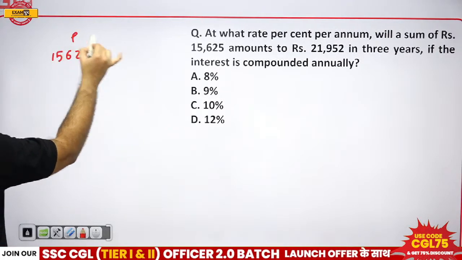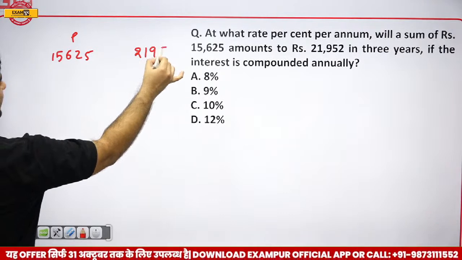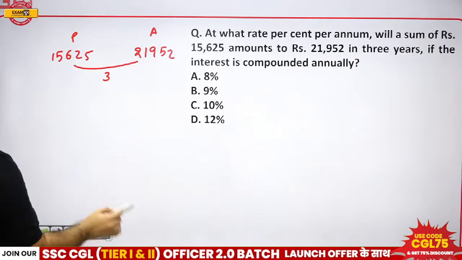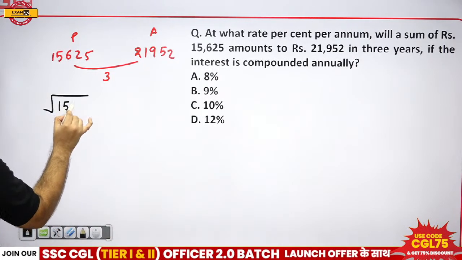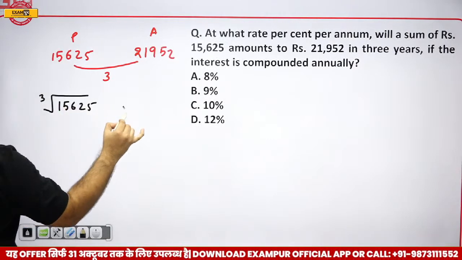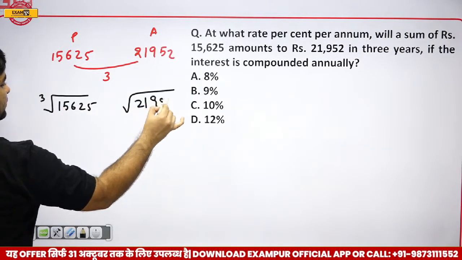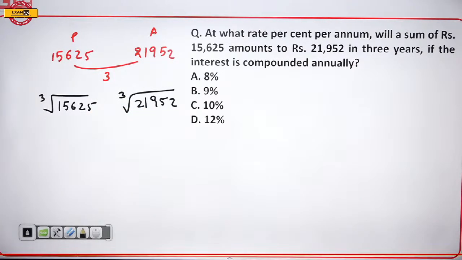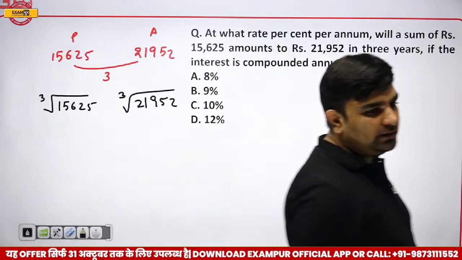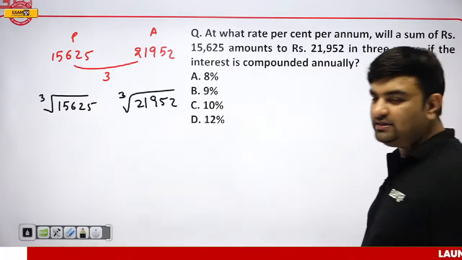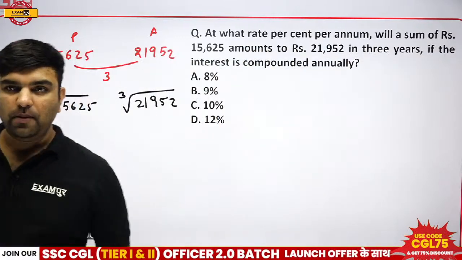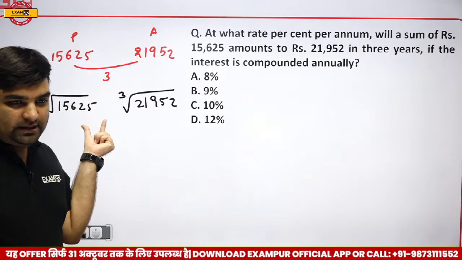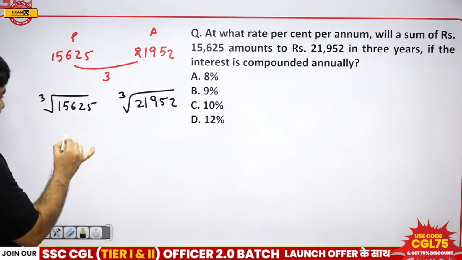$15625 principal is becoming 21952 amount in 3 years. So in 1 year, it will become the cube root of 21952. If you don't remember the cubes, guys, you can simplify them as well. But if you remember, then this is a very famous cube, 25 ka cube.